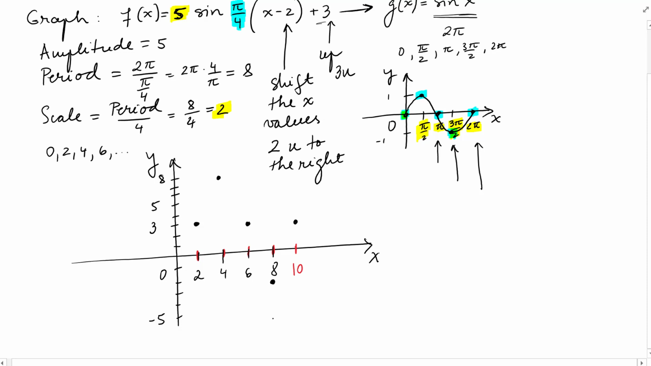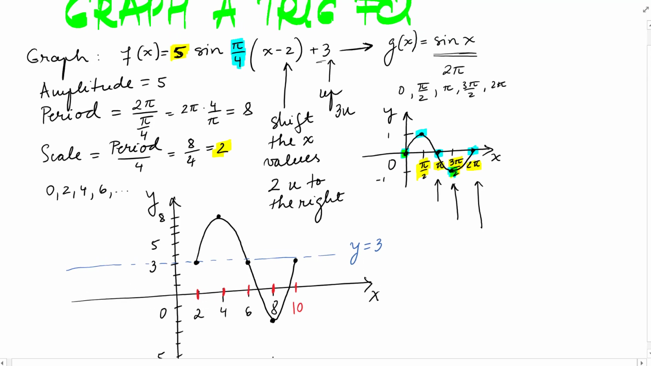Now I'm going to connect these dots so that we are drawing the graph of sine. So it's going to look like this. And now that we graphed it, we can also draw a conclusion that the midline, the line that is in the middle, is y equals 3. We have 5 units up and 5 units down from 3. So I hope this helps.